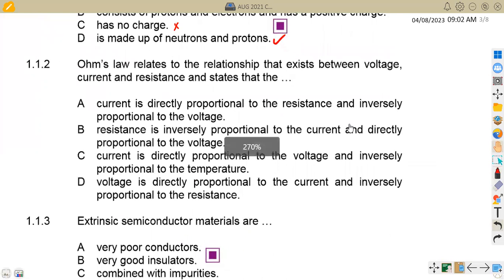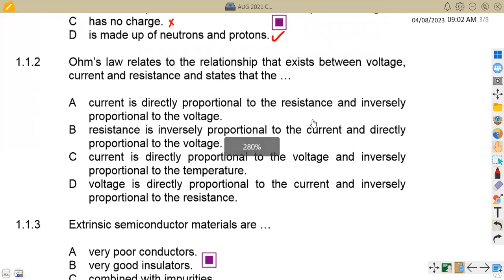Ohm's law relates to the relationship that exists between voltage and current and the resistance, and states that, okay, what does Ohm's law state? Okay, so Ohm's law is all about voltage being proportional to current and inversely proportional to resistance. And this is what we have in this case, that voltage is directly proportional to the current and inversely proportional to the resistance. All right, so that is what we have in this case.